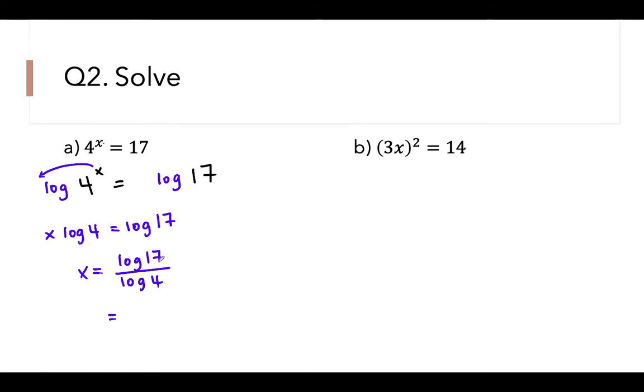In this case, you're going to use a calculator. Log 17 divided by log 4. x is equal to approximately 2.04. Okay.